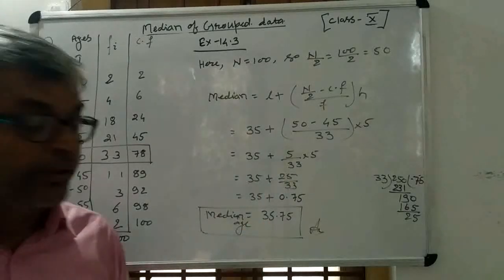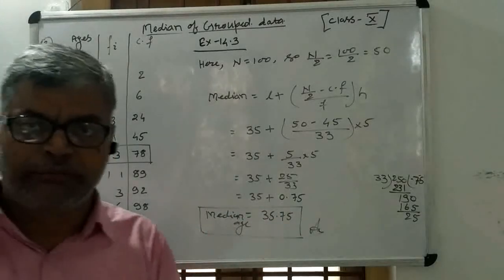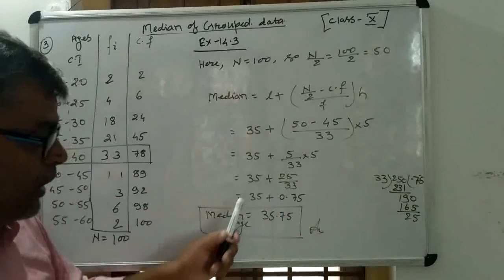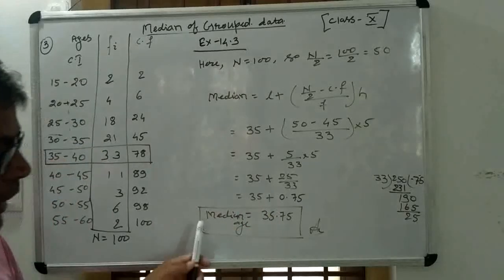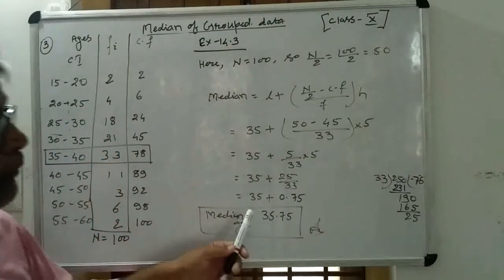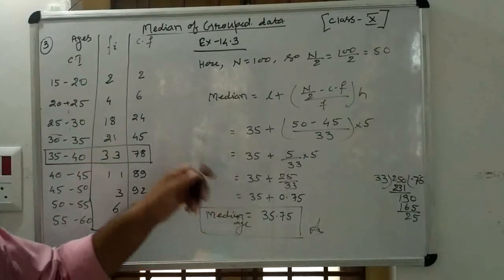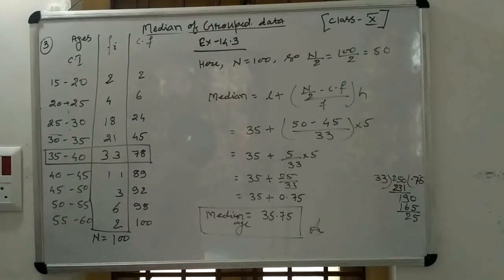When you divide 25 by 33, you get approx 0.75. So when you add 35 plus 0.75, you get the median age, which is 35.75. This is the correct answer of this question for calculating the median.